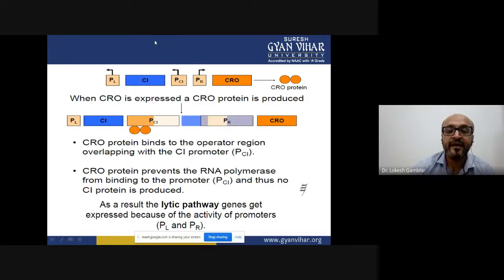So what is happening? The expression of the CRO gene to form the CRO protein is responsible for suppressing the lysogenic cycle by inhibiting the binding of RNA polymerase to promoter C1. And how does it inhibit? In the dimeric form it binds to the operator region, that is operator 3, OR3, which is overlapping with the PC1, the C1 promoter.